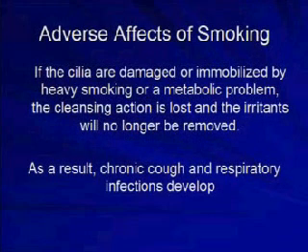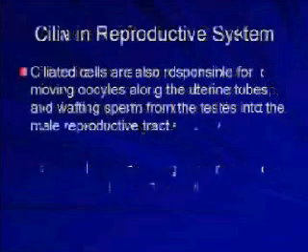This brings up smoking and the adverse effects of smoking. If cilia are damaged or immobilized by heavy smoking, the tar and nicotine in cigarettes, it becomes a significant problem. Now, there are other metabolic diseases or problems that can also cause similar damage to cilia, but the cleansing action of the cilia is subsequently lost when it becomes damaged, and irritants will no longer be removed from the respiratory system. So in essence, you've lost an essential part of the primary defenses of the respiratory system. As a result, chronic cough and respiratory infections will develop.